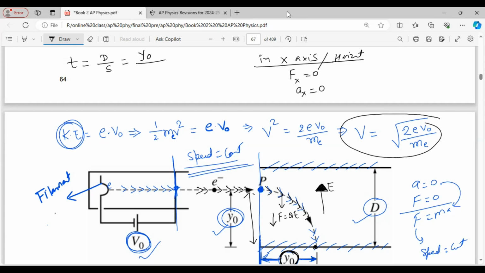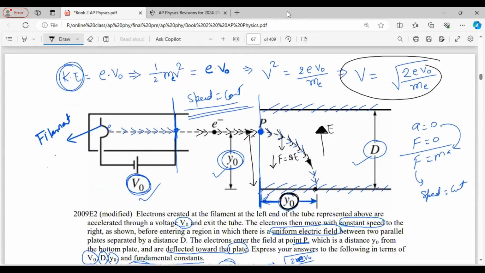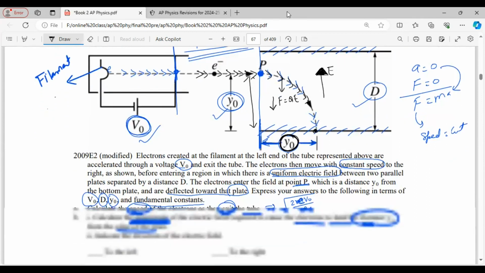So this horizontal speed will still be maintained, right? So we can write this 2eV naught upon m of e. Please note it down. So this is the time duration. In this time, the electron will cover this horizontal distance y naught, this vertical y naught also. So now we have to calculate the magnitude of this E.